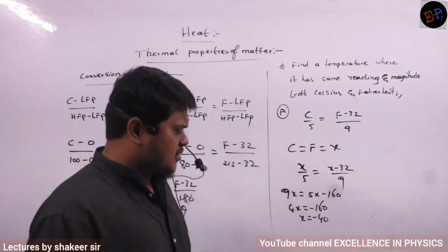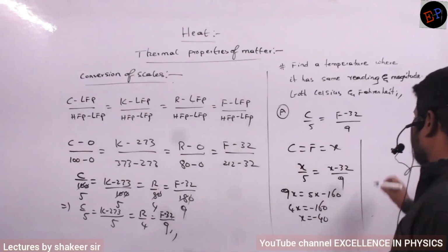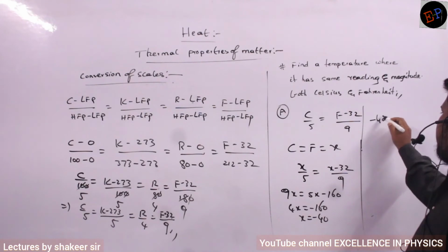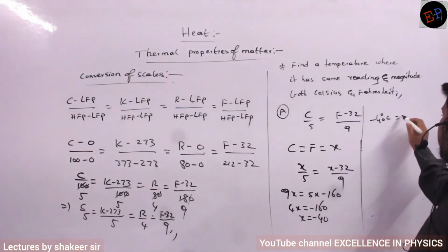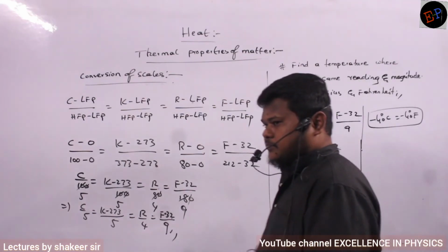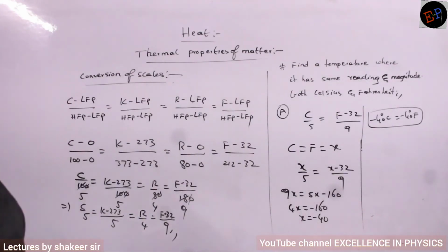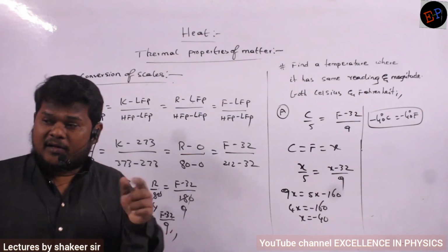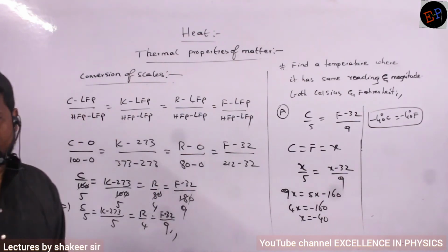So what is meant by X is equal to minus 40? I can say that minus 40 degrees Celsius and minus 40 degrees Fahrenheit are both the same. So magnitude wise also they are the same, and the reading also will be the same. Same reading.